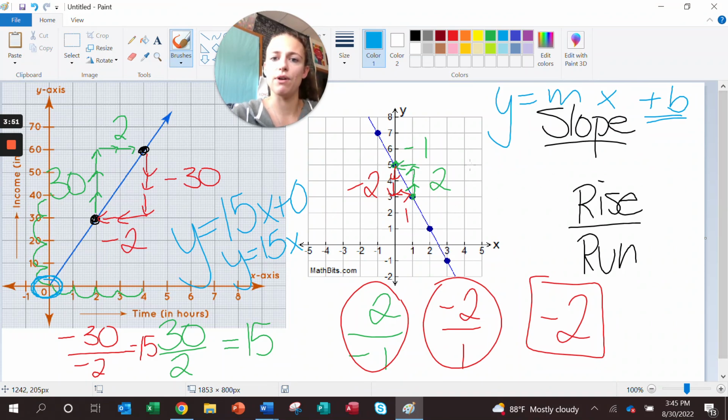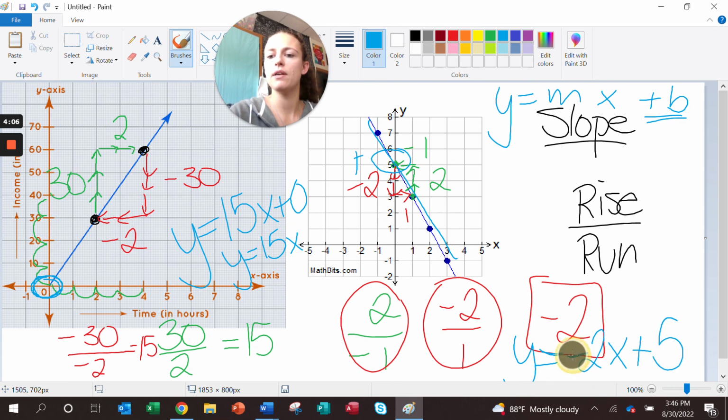Over here in this second graph, the y-intercept is at number 5. This is a positive 5. Therefore, my slope and my y-intercept combined in an equation would be y equals negative 2x plus 5. These would be my two equations for these two graphs.